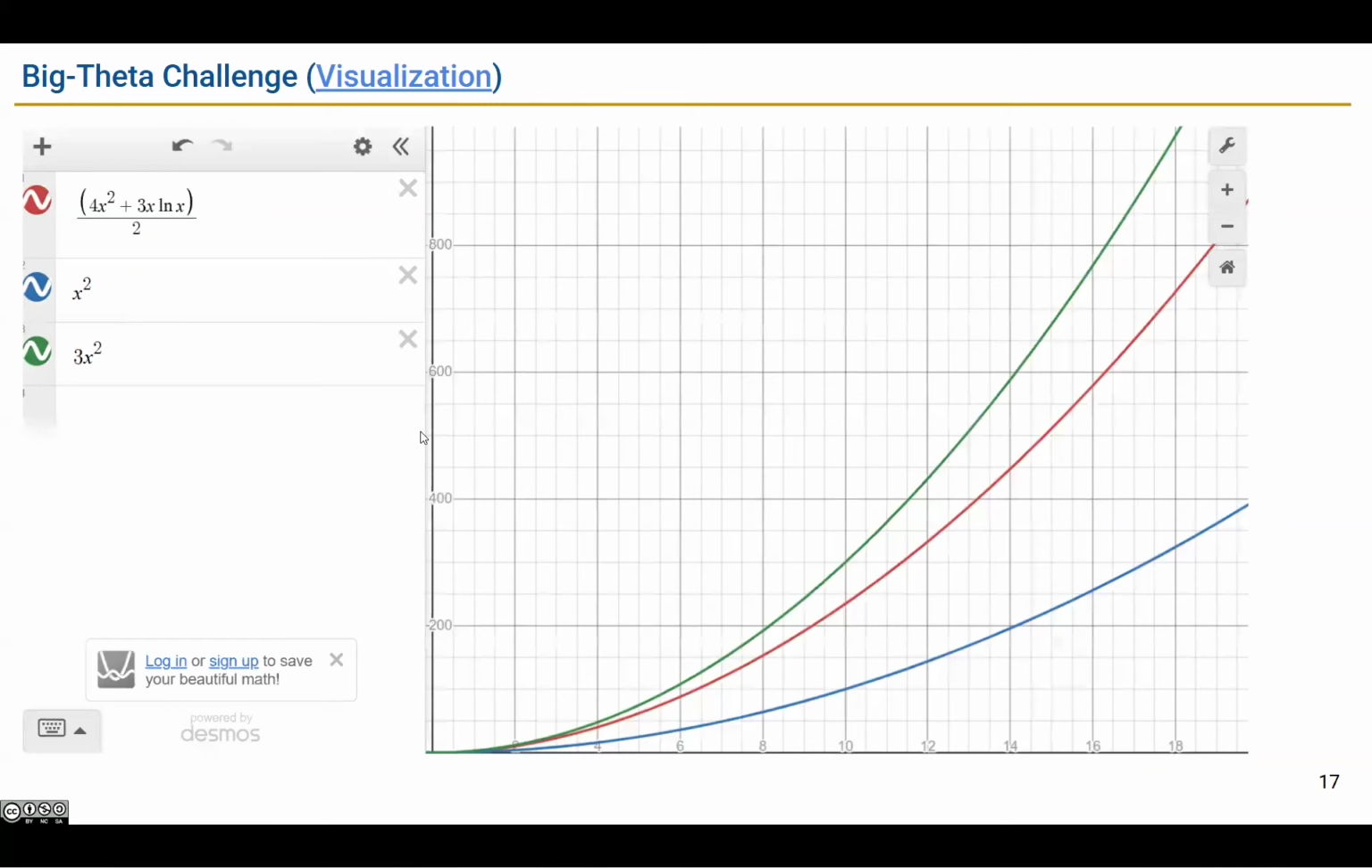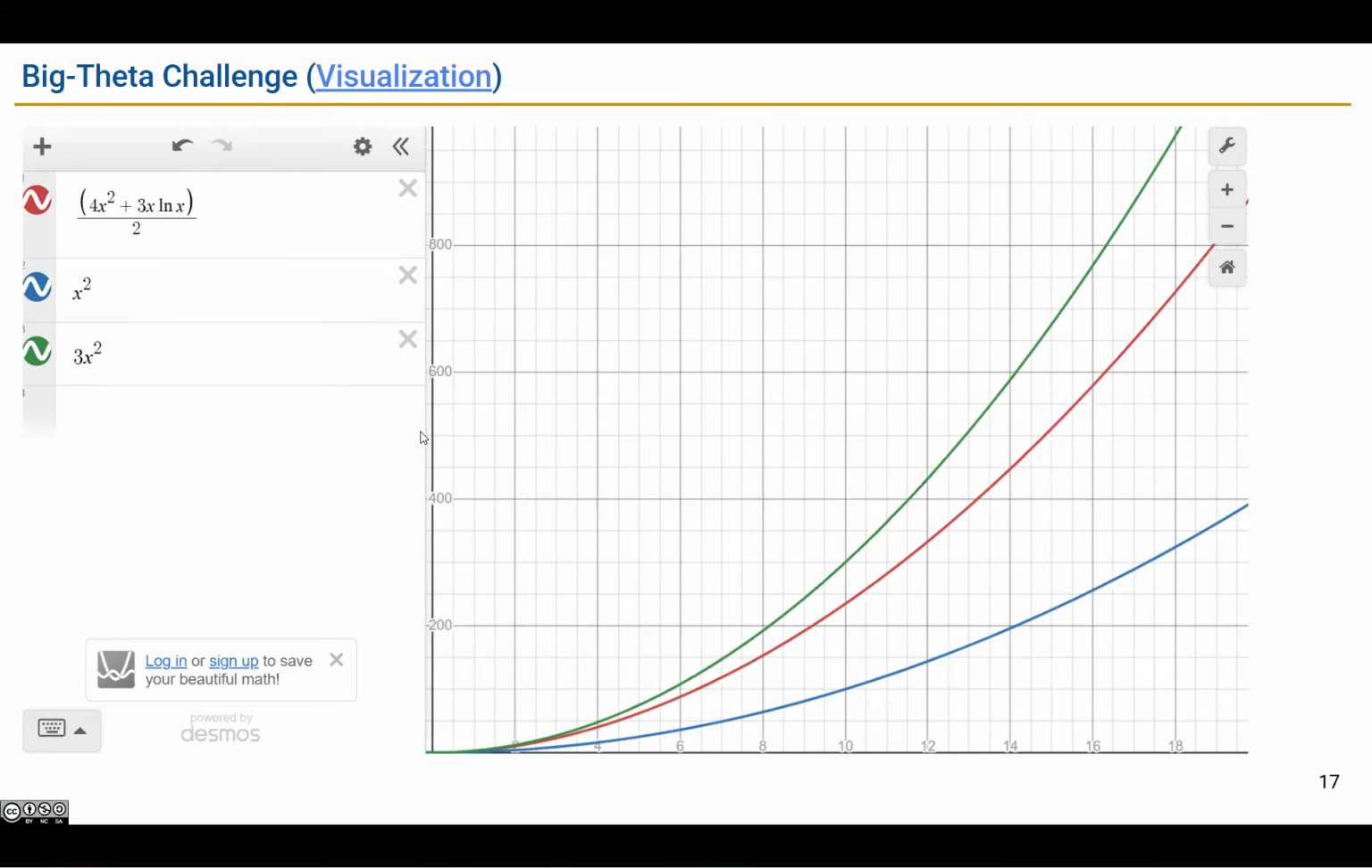Well, one way is I could just graph it. That's 3x squared, that's x squared. Those are in blue and green respectively. And the red line is the 4x squared plus 3x natural log x divided by 2. Looks like it's staying within the bounds. Are you satisfied with this proof?